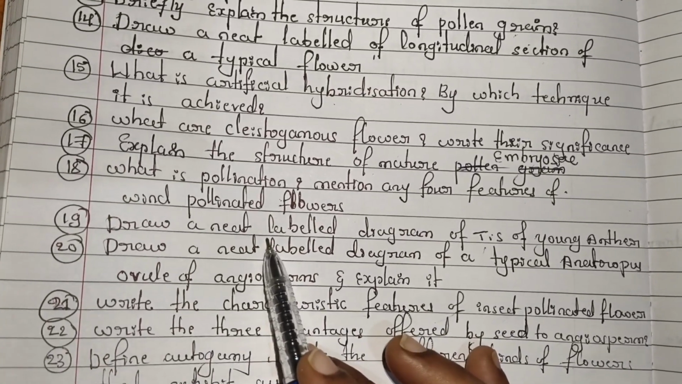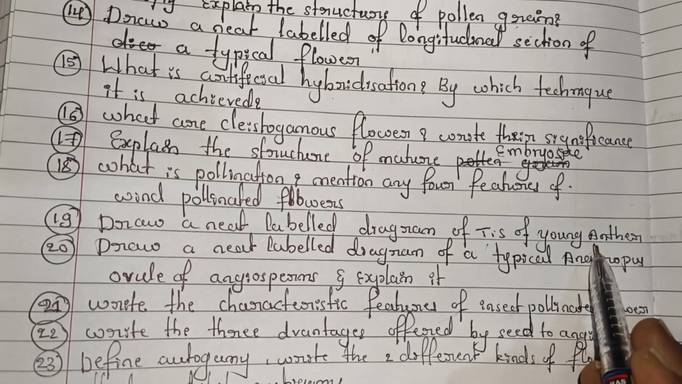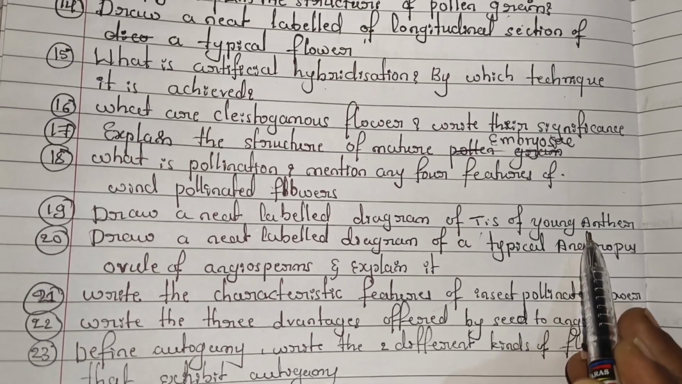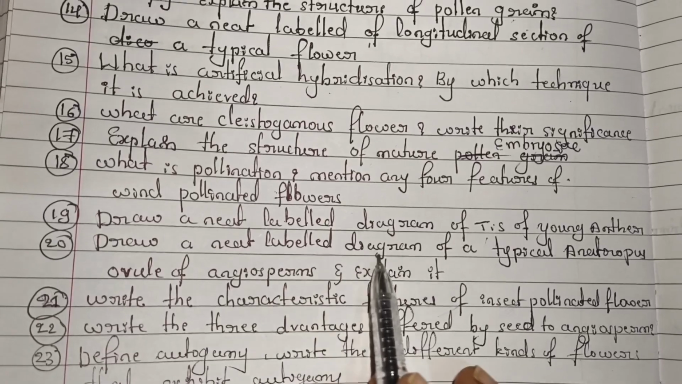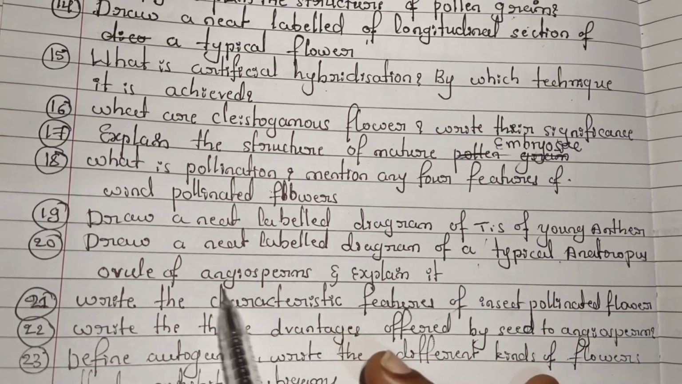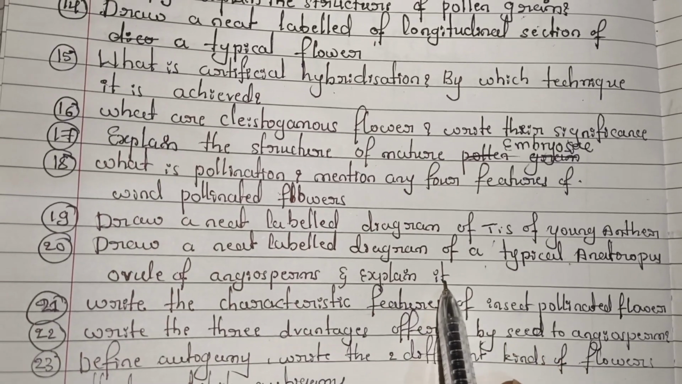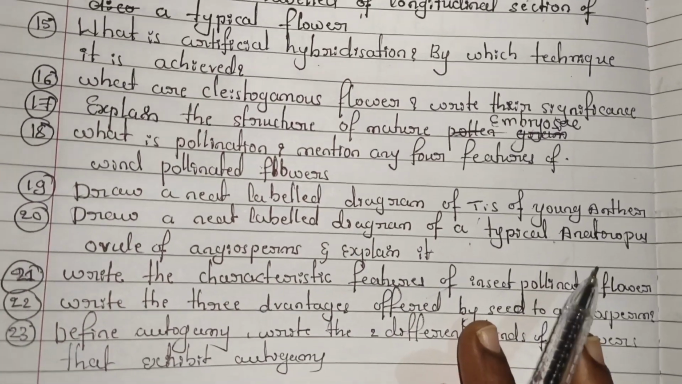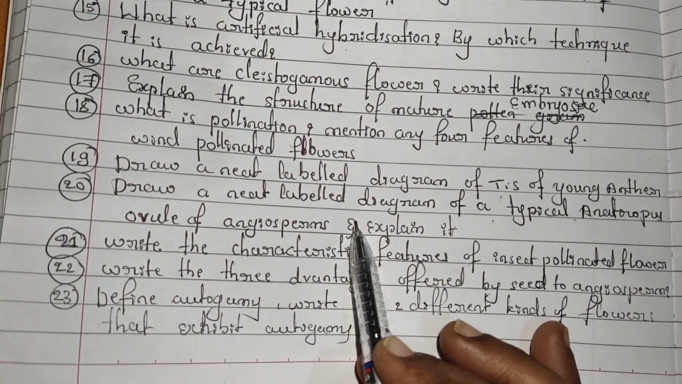Next, the 19th one is: draw a neat labeled diagram of TS of an anther. It is also a most important diagram. Next question: draw a neat labeled diagram of a typical anatropous ovule of the angiosperm and explain it. It is also most important. You have to draw a diagram plus you have to explain the anatropous ovule.